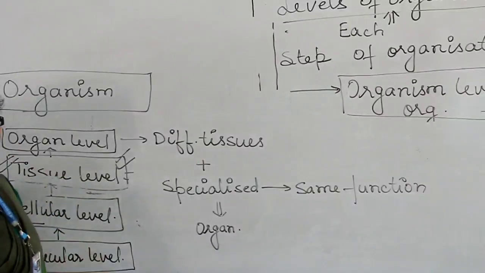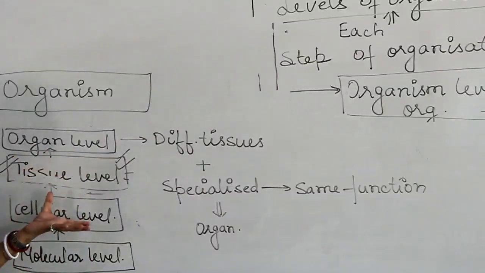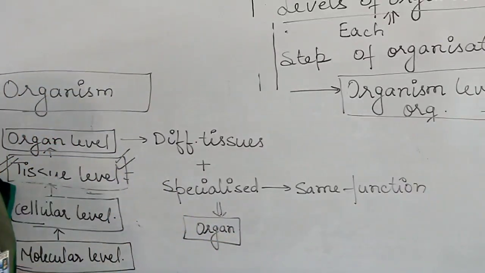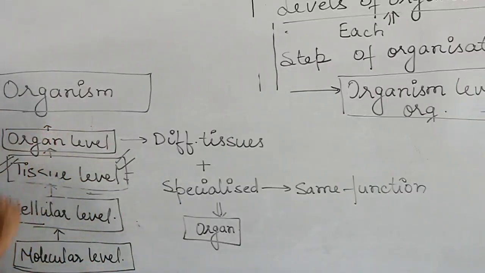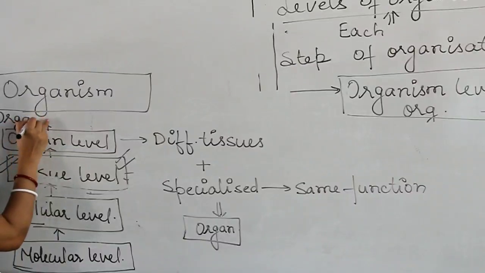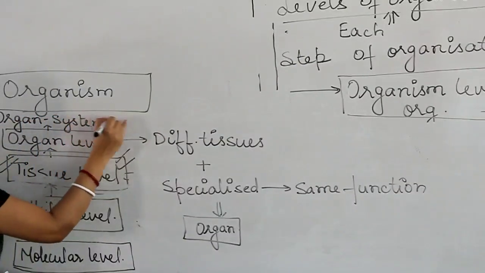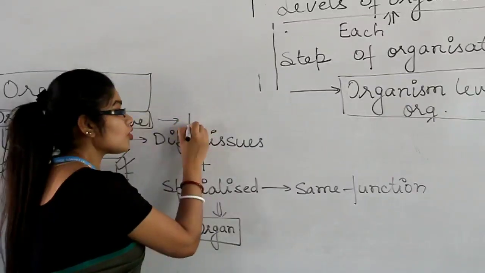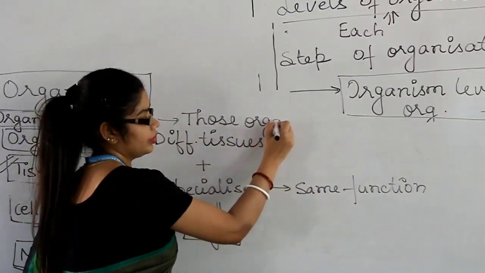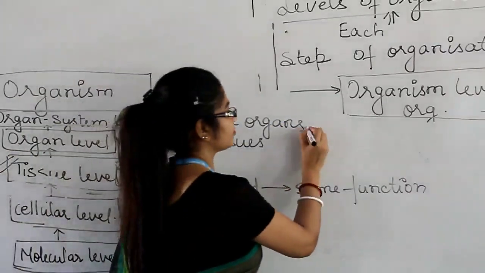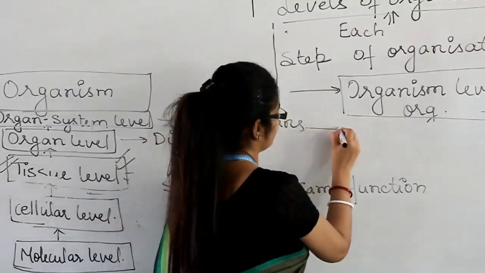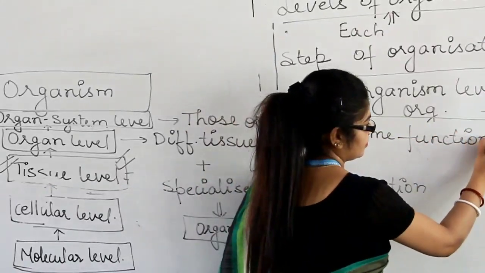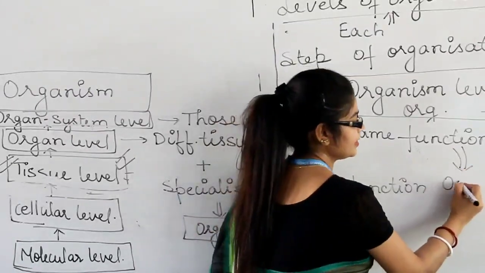Here we have lungs, kidney, so all will be forming the organ level of organization. Next level, we will find that those organs which are performing the same type of functions form the next level of organization, that is called the organ system level. So here we will find those organs which carry similar functions. So they together constitute the organ system.